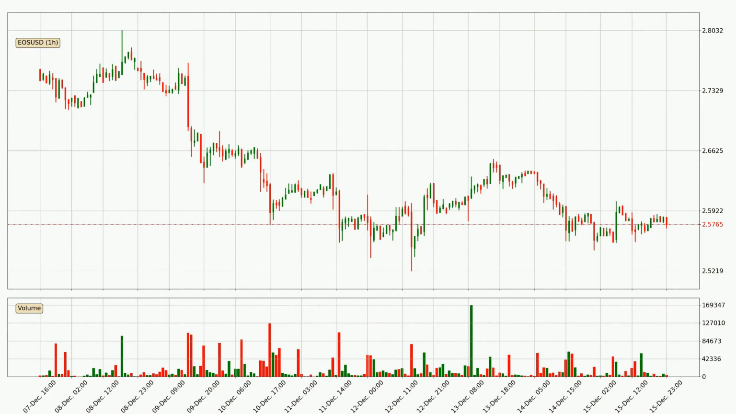By taking a closer look at the hourly time frame for EOS, the price went down only slightly, by about 0.1% in the last 24 hours, and has a current price of 2.58.